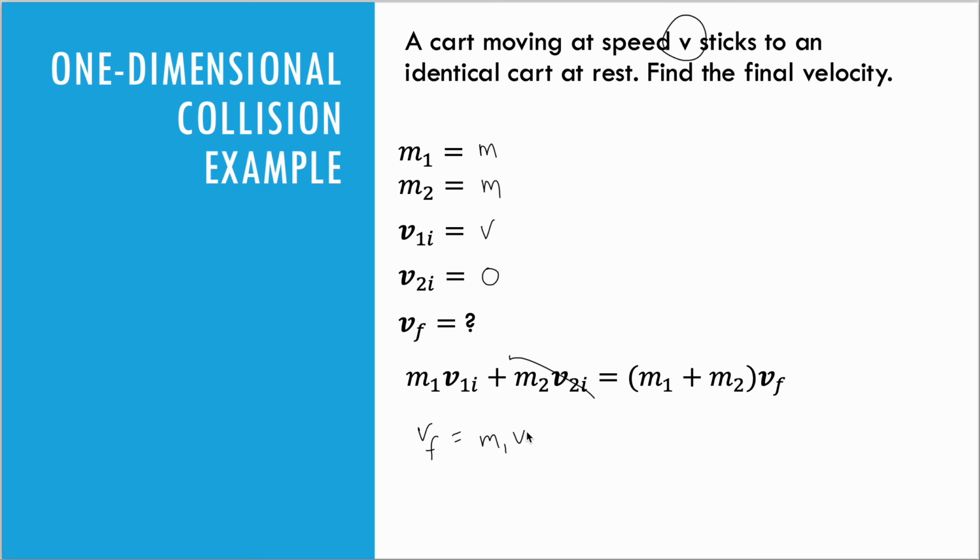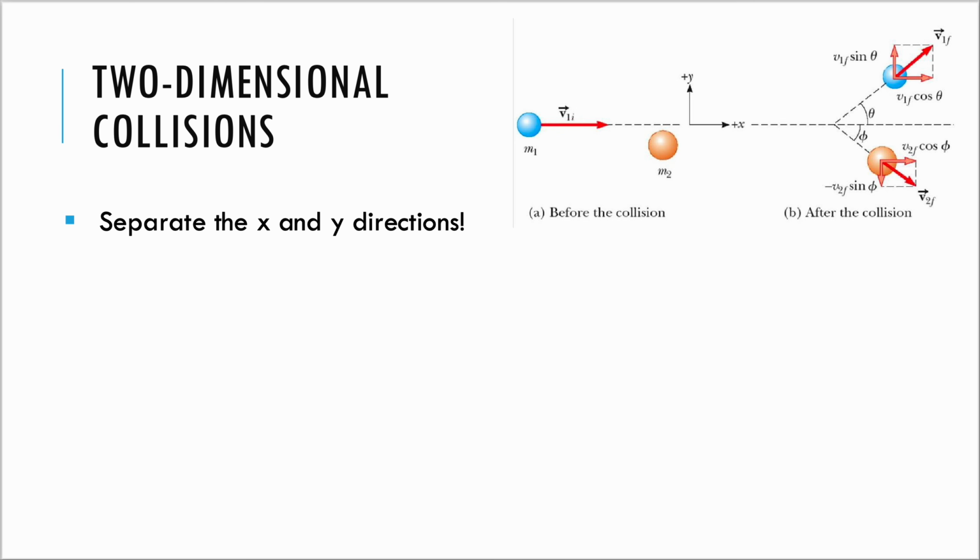It's going to equal m1 v1 initial over m1 plus m2. Now we can plug in our variables, m times v over m plus m. So that's going to equal mv over 2m. The m's are going to cancel out and we're going to get v over 2. So the combination of the carts are going to move at half of the velocity of the cart that was initially moving.